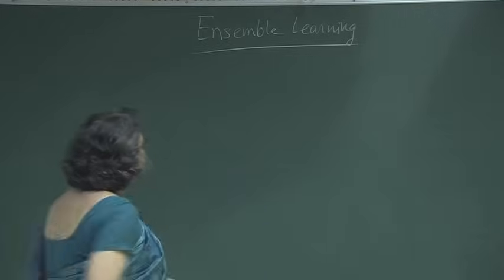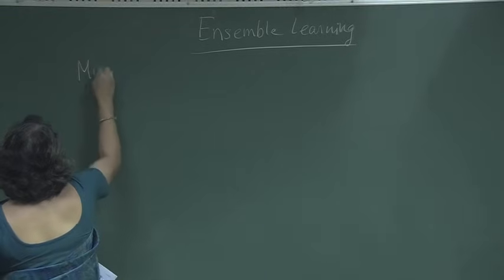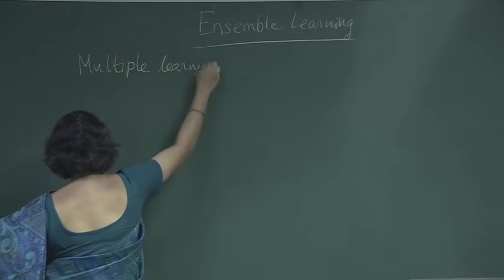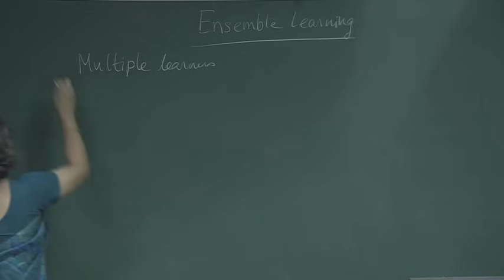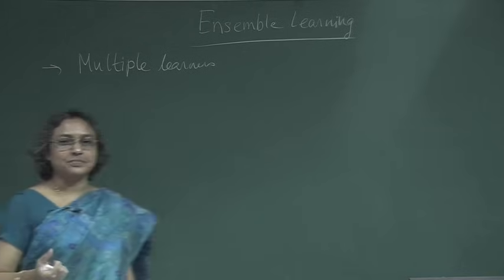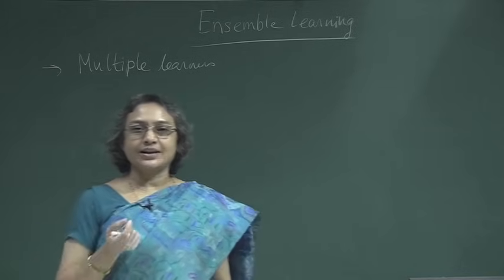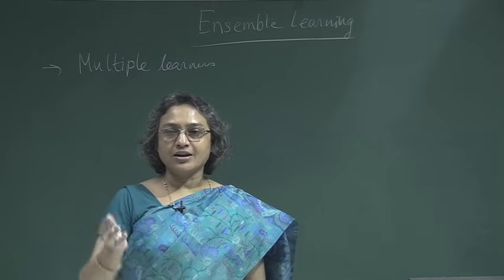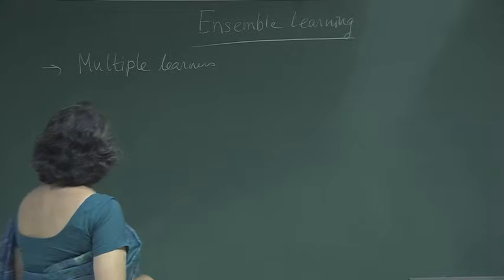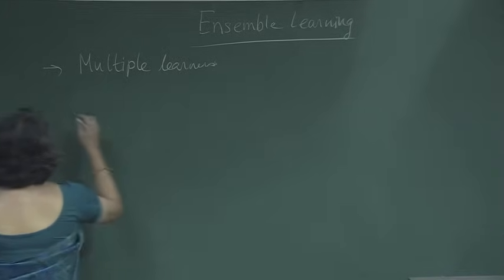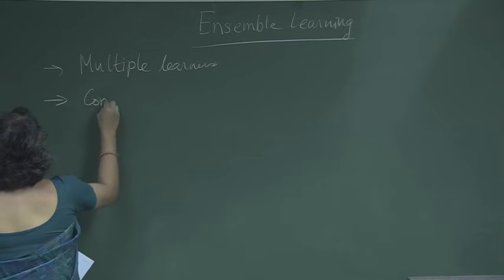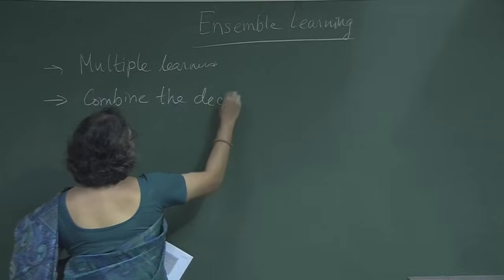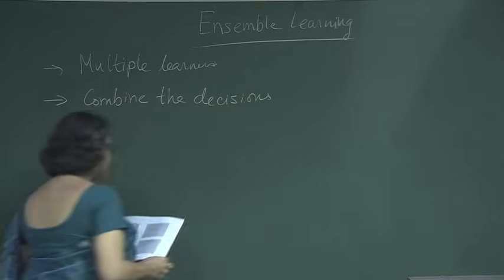So, we have multiple learners or multiple classifiers, and given a test example, these multiple learners will give different outputs. The outputs may be all same, all different, or some of them will be same, some of them will be different. So, these multiple learners will give different decisions, and we want to have a way of combining the decisions output by the multiple learners.